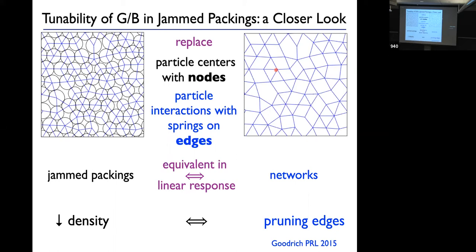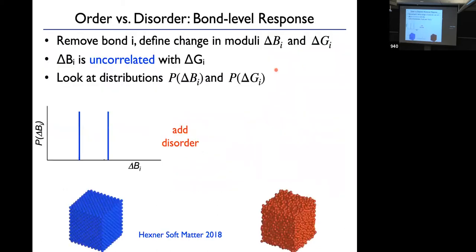What you see now is that lowering the pressure on the jam packing, I lose contacts. That means I'm losing springs, I'm losing these connections, these edges here. And so it's like pruning springs. It's like removing springs from this network. So what's the effect of removing springs?